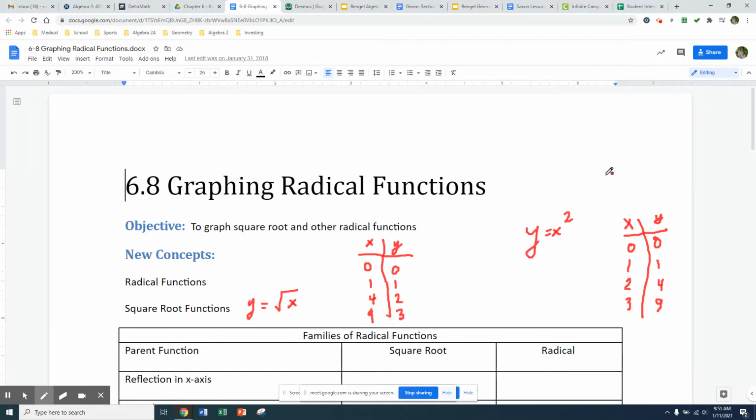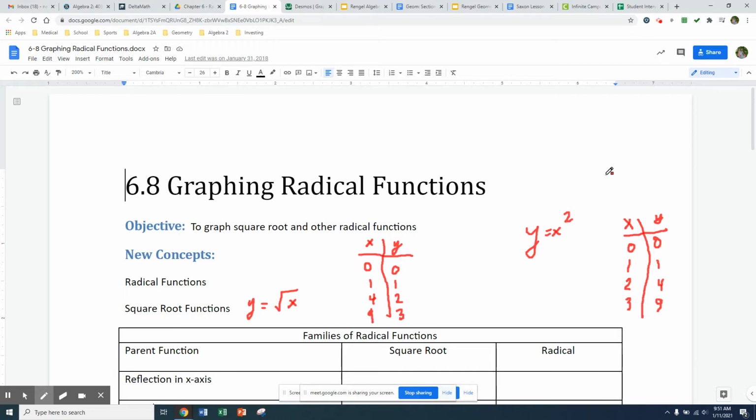In section 6.7, we started to introduce the idea of inverses. In chapter 7, we continue to talk about inverses, and also in chapter 8, we continue to talk about inverses. So we're going to look at some special inverses of functions.